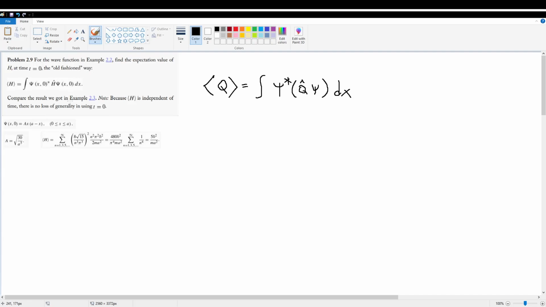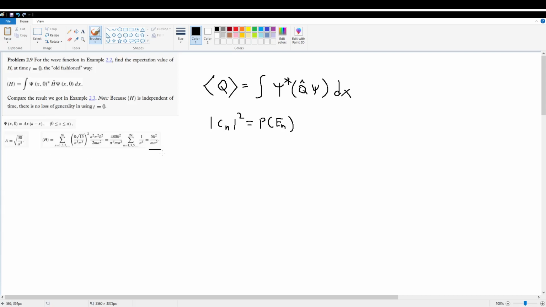We're being asked to use this method here and compare and contrast it to the method we used in example 2.3, which took advantage of the fact that the magnitude of Cn squared was equivalent to the probability of being in some given energy level. We're being asked to find the expectation value of H and ensure that the result is equal to the result from example 2.3, which is 5 h bar squared over m a squared.